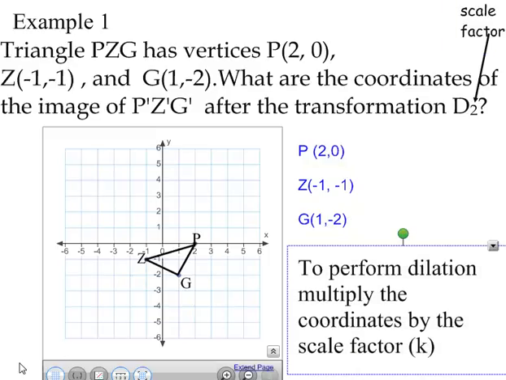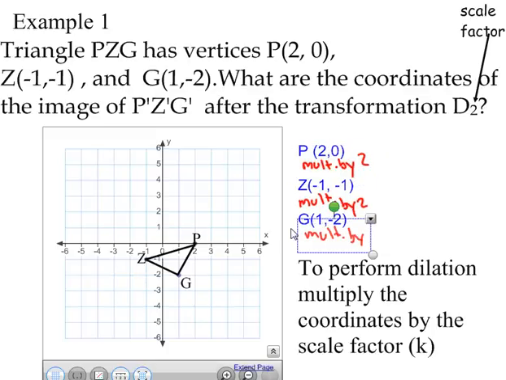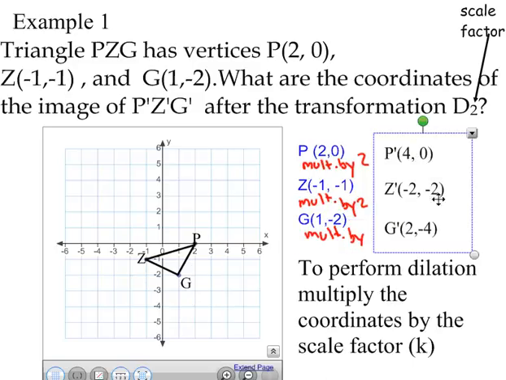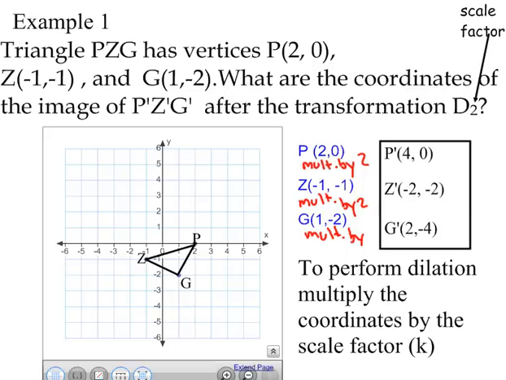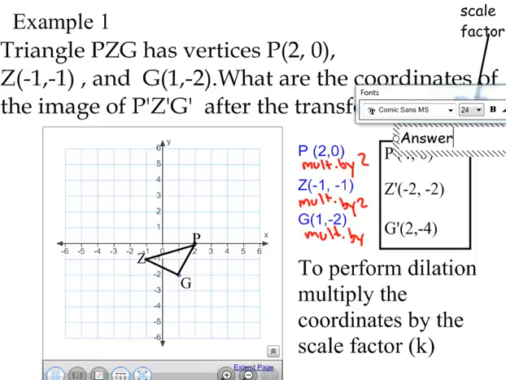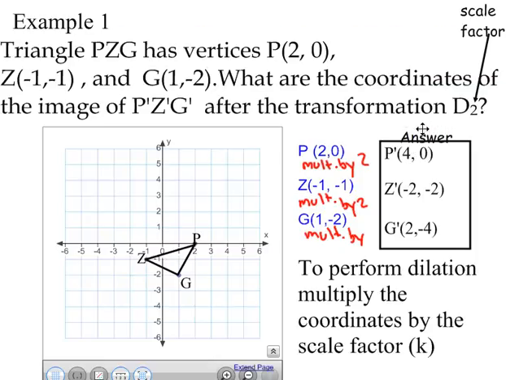So to perform the dilation, you multiply the coordinates by the scale factor. You're going to multiply by k. So I went ahead and I wrote the original coordinates here, and I'm just going to multiply them by 2. The x and the y, you're going to multiply, and you will get the new coordinates of the dilated image. So after multiplying by 2, the x and the y coordinates, I get these coordinates here. So the question is, what are the coordinates of the image, P prime, Z prime, G prime, after the transformation? The answer is right over here. This is the answer. All you have to do is just multiply by the scale factor to get the new coordinates.